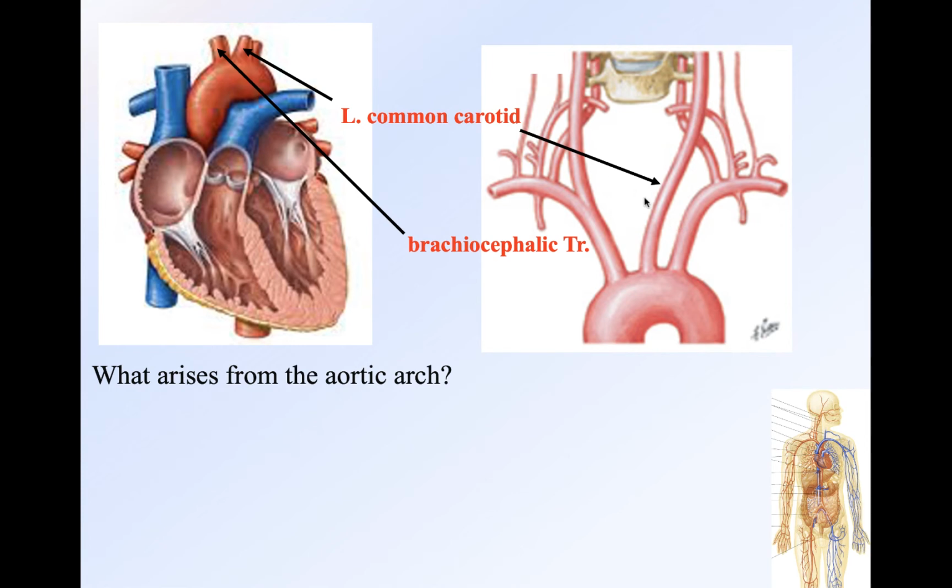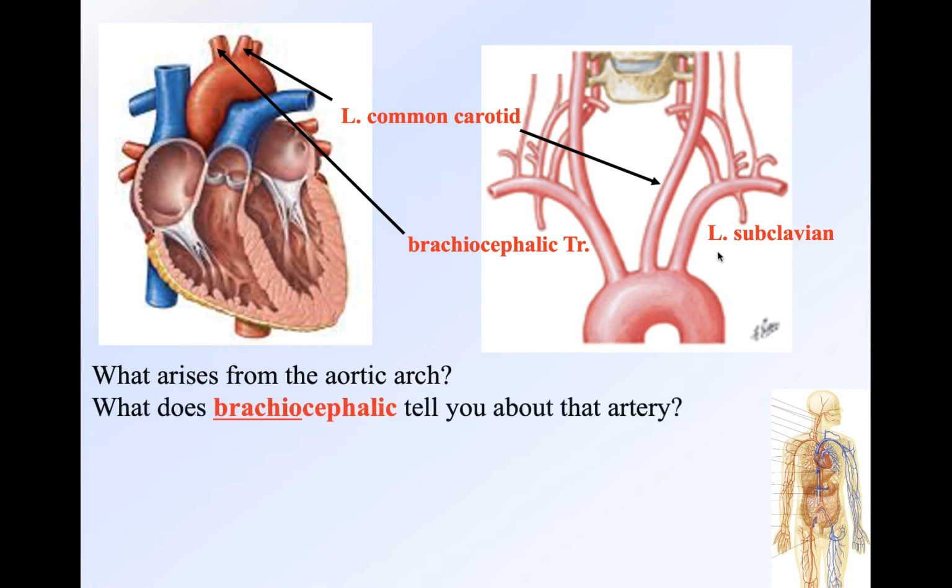And what we have next is the left common carotid artery. Again, this is going to travel up the neck and up to the head. And then lastly, we have the left subclavian. Okay, well, again, these terms tell you something about where these are located or what they feed. What does brachiocephalic tell you about that trunk? Well, the brachium is the arm, so it's eventually going to end up going to the arm. Cephalic refers to the head. It's also going to lead up to the head.